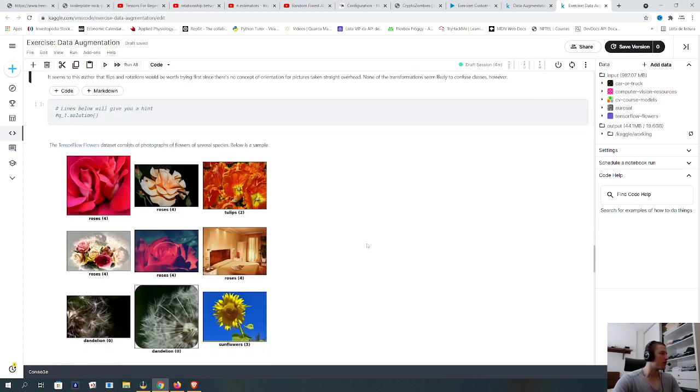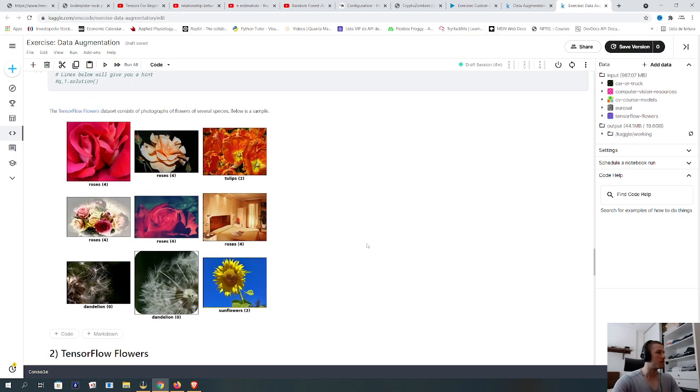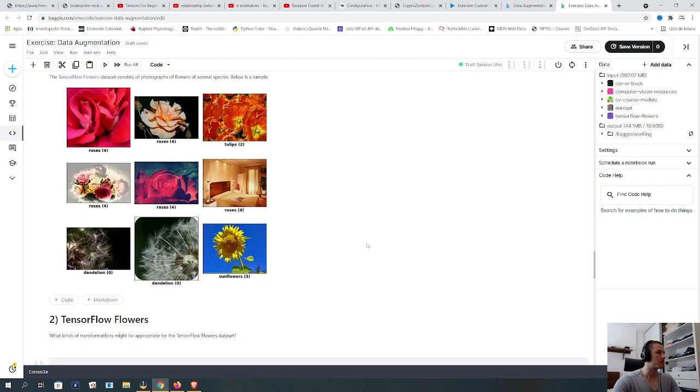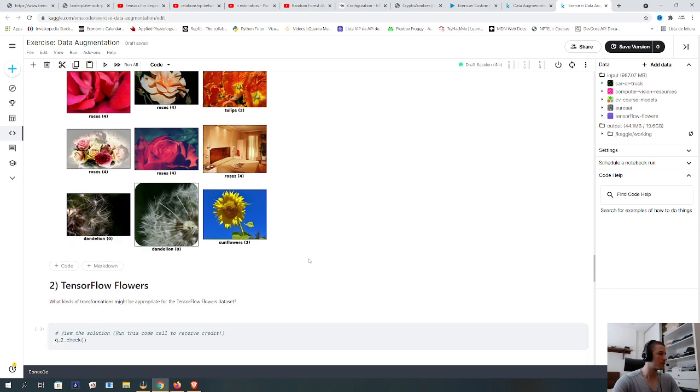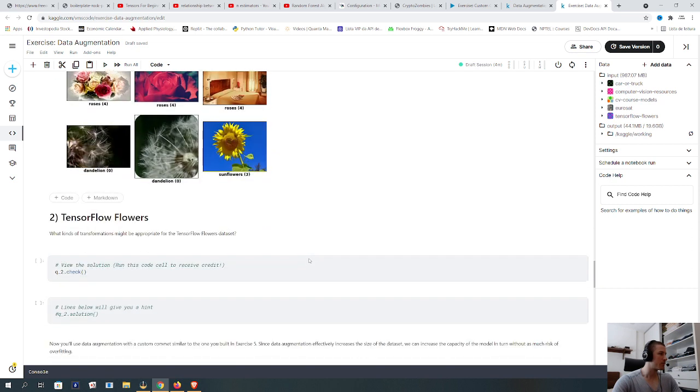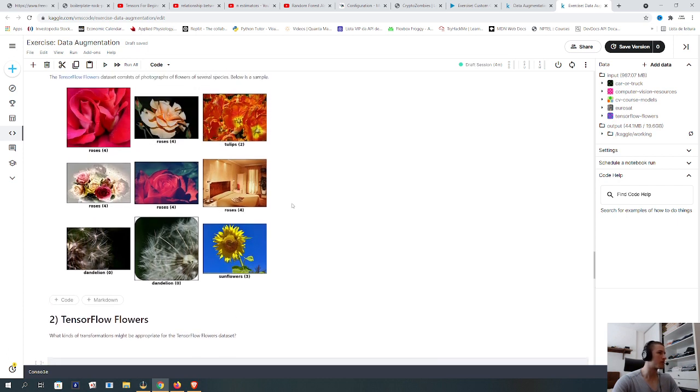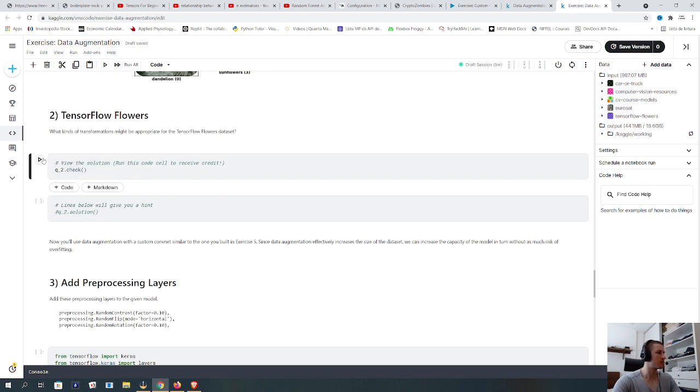The TensorFlow flowers dataset consists of photographs of flowers of several species, below the sample. What kind of transformations might be appropriate for the TensorFlow flowers dataset? So, the first thing that comes to mind is changing the setting of the flowers, and then types of flowers, rotation, horizontal, vertical, that kind of stuff.